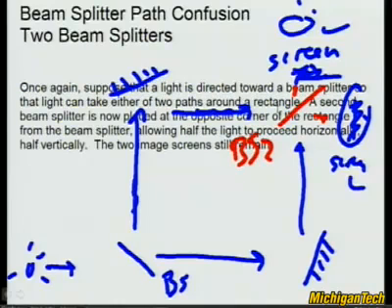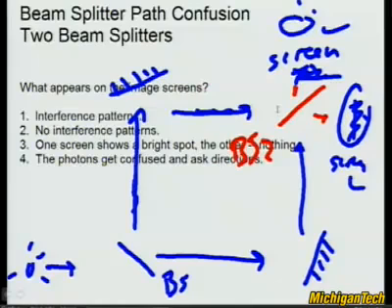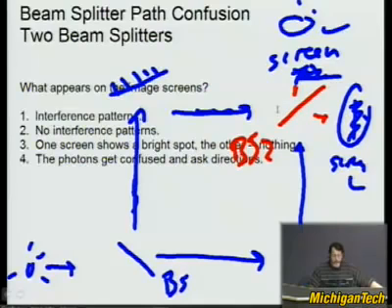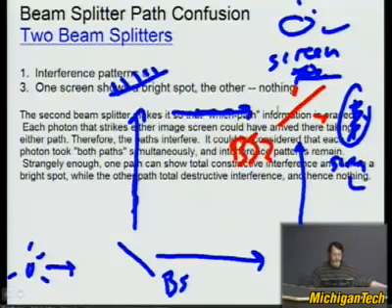What do you see? What do the two image screens show? Do they show interference patterns? Do they show no interference patterns? Does one screen show a bright spot and the other shows nothing? Or do the photons get confused and ask directions? Now they can go either way. Drum roll, please. The answer is two answers here: interference patterns, and one screen shows a bright spot and the other nothing, if you tune it right.